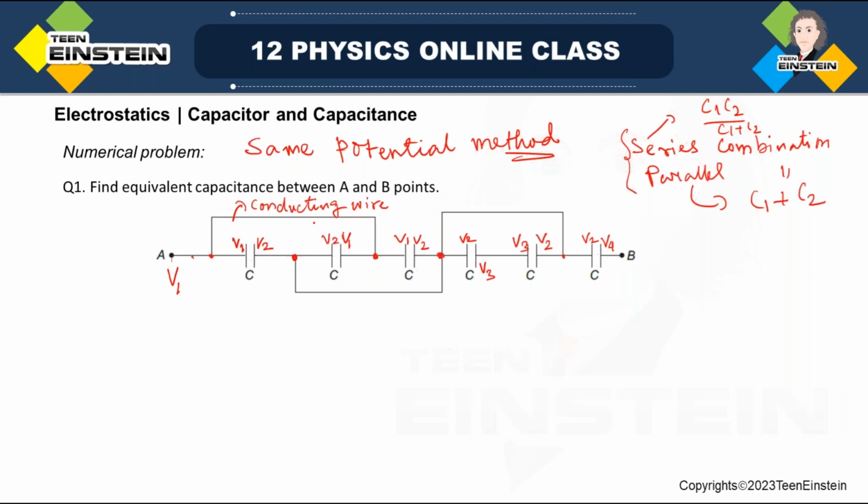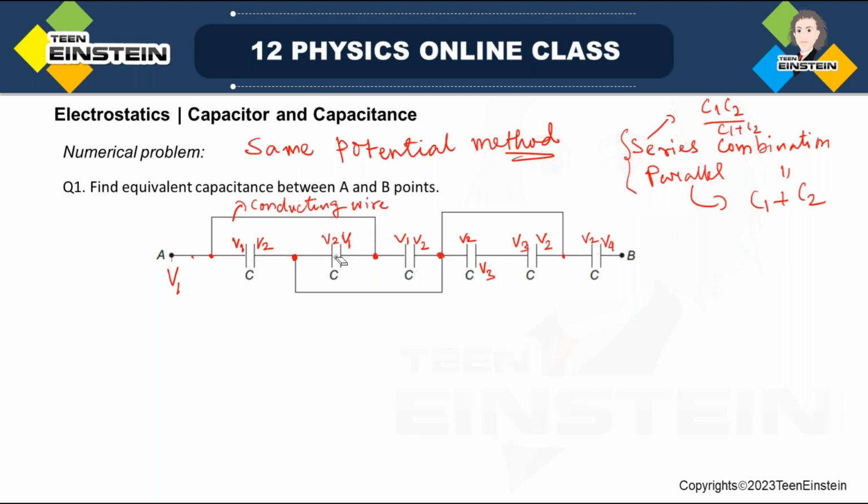I'll just recap what I have done here. See, I have just taken this A point to be at V1 potential. So this plate, the first plate of this first capacitor, will be at V1 potential, right? But V2 will not be at the same potential, so I'm taking that as V2 potential. Now this conducting wire is going up to here, so this plate will be at V1 potential.